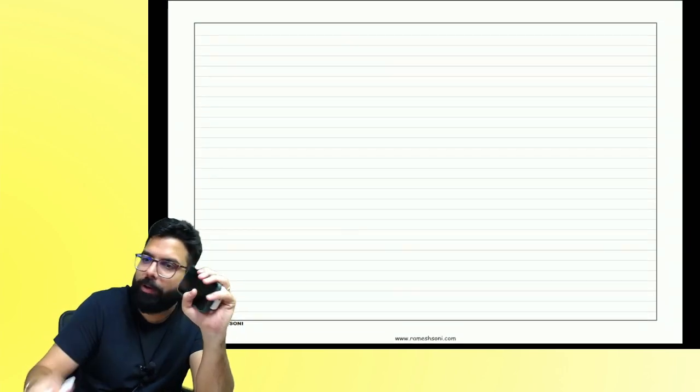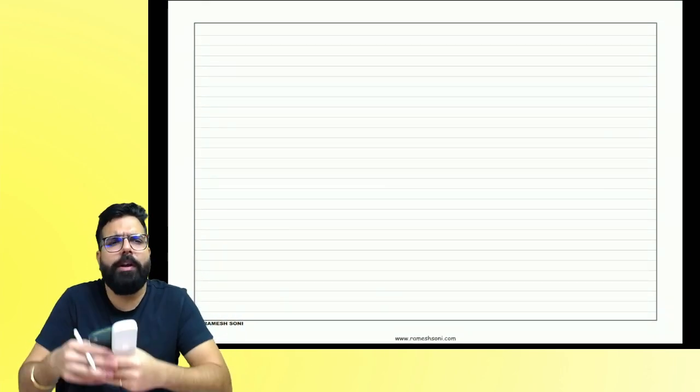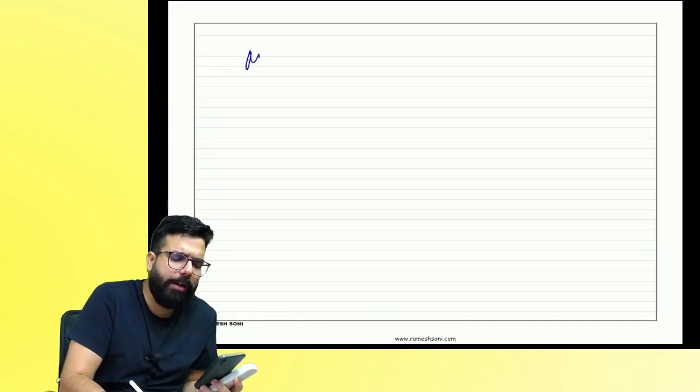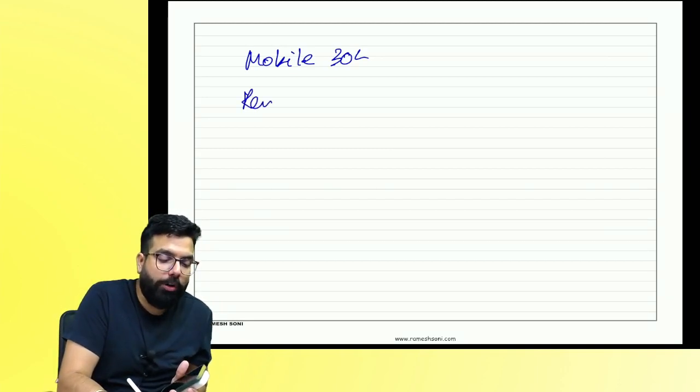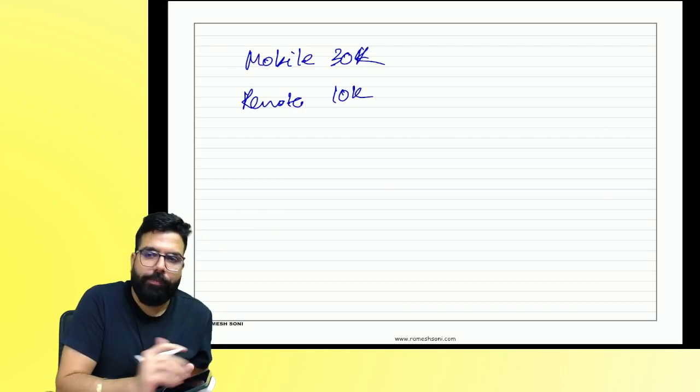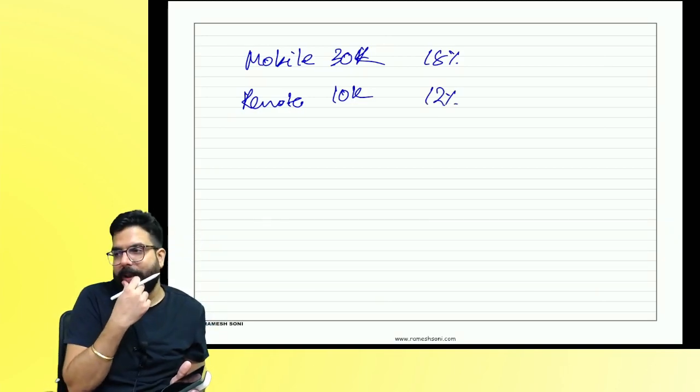You went to one shop. You told the uncle, I want a mobile. He said, beta, I will charge you 30,000. I told him, I want one remote also. He said, for the remote I will charge you 10,000. The mobile rate of GST is 18%. The remote rate is 12. What rate will he apply?